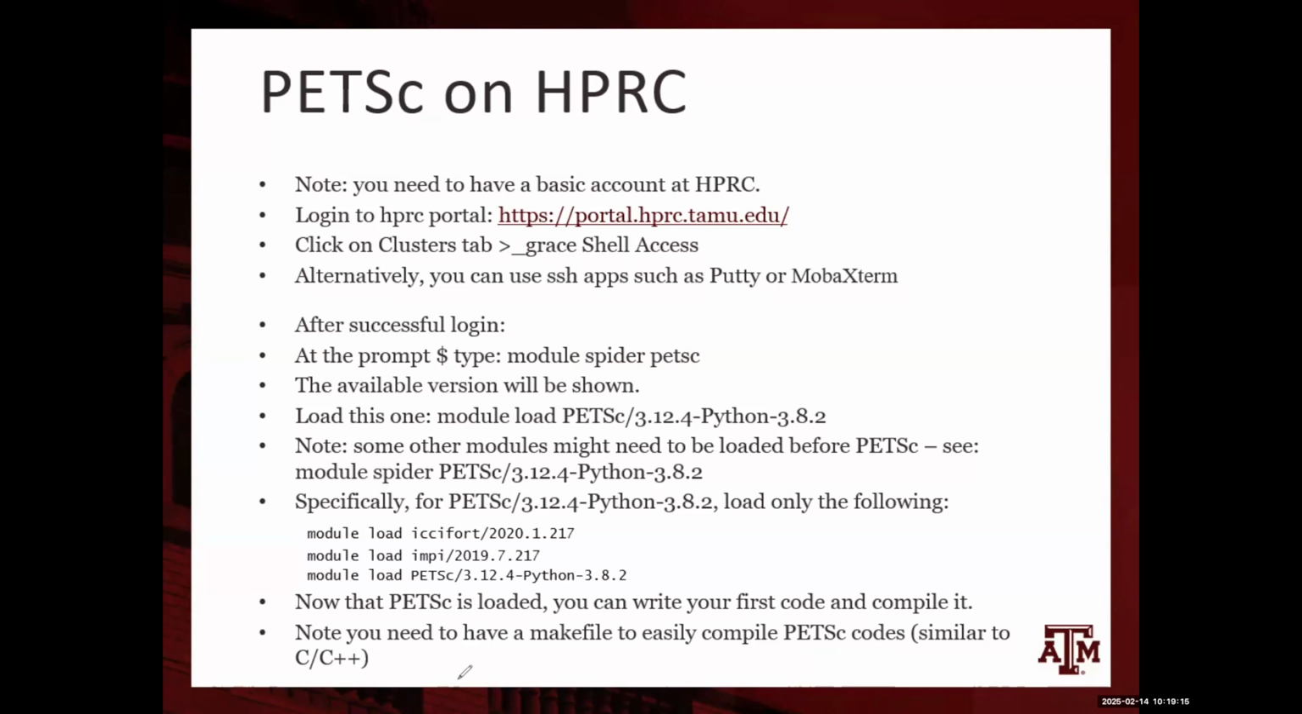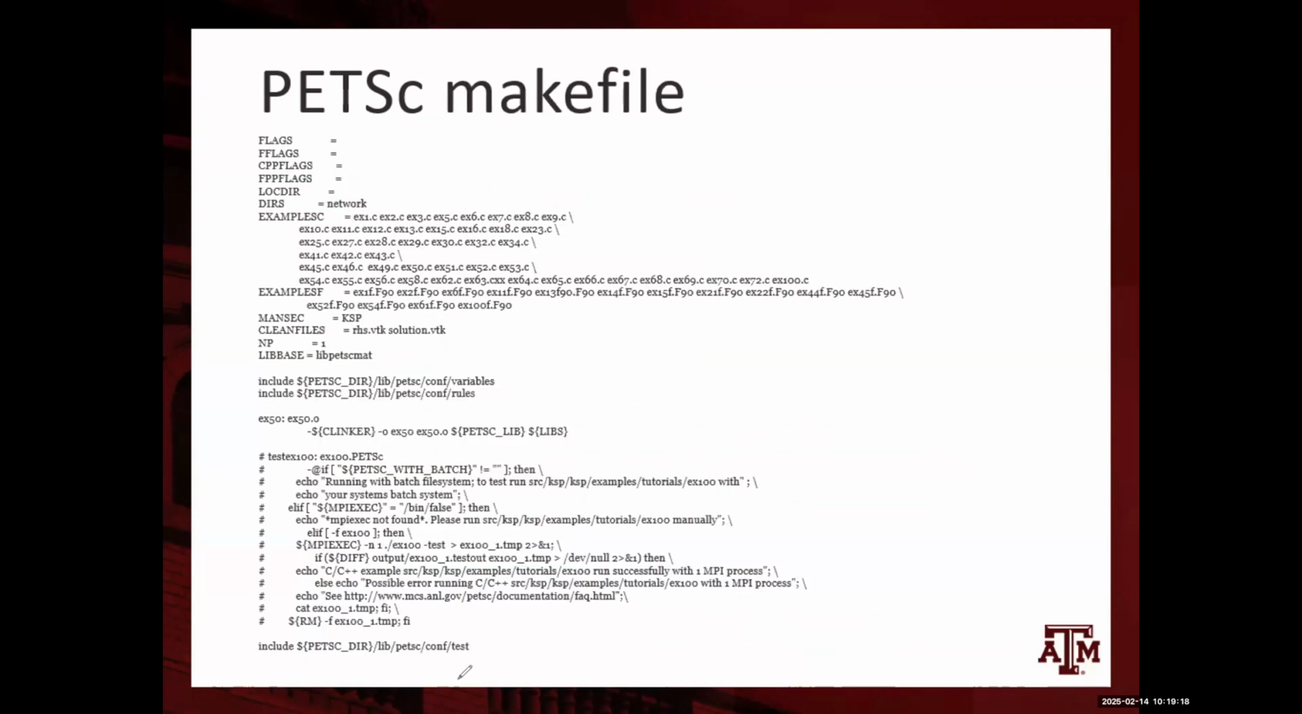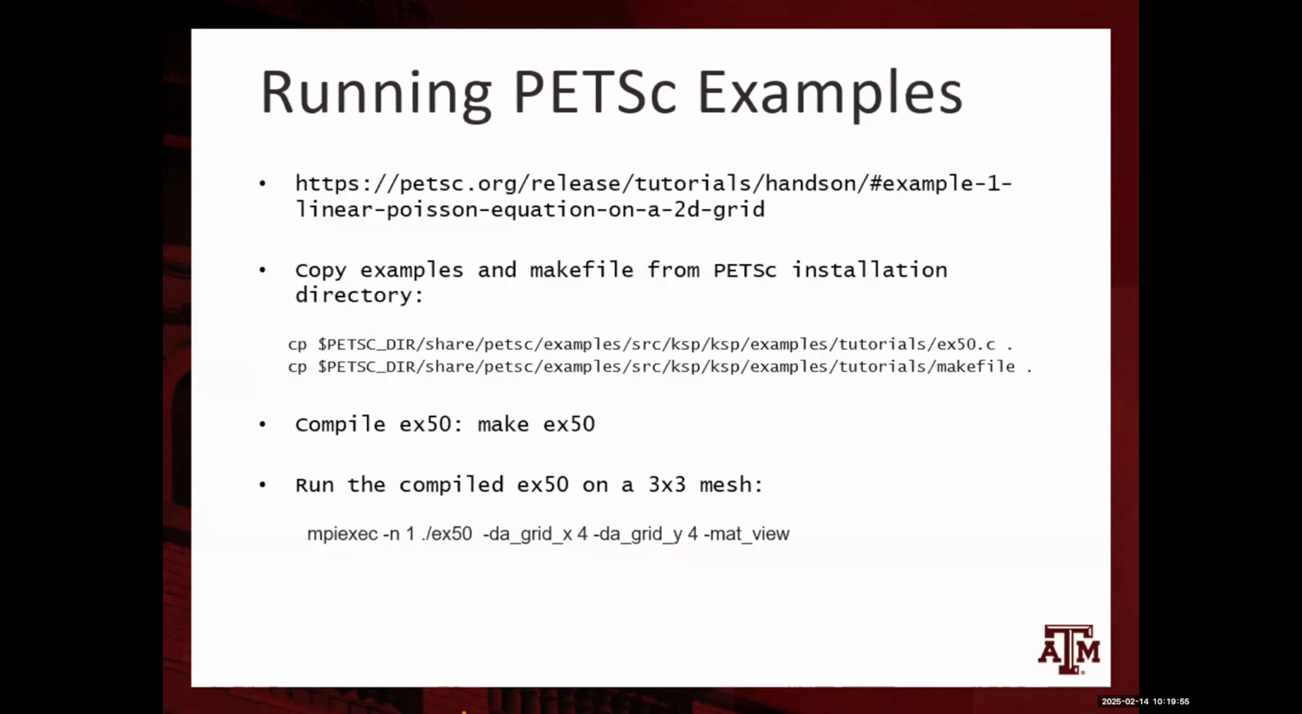So in order to compile PETSc codes, we need a makefile. A makefile is just a text file that typically has some instructions on how to compile a code. And PETSc has its own makefile, and that's just a copy and paste of a PETSc makefile. So the next step is to get the PETSc makefile and run it.